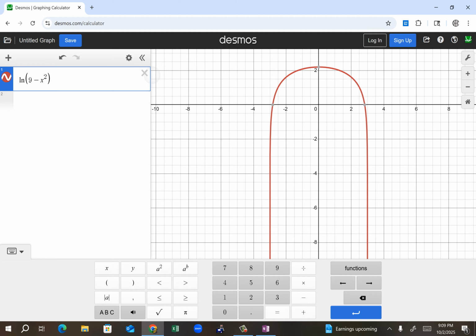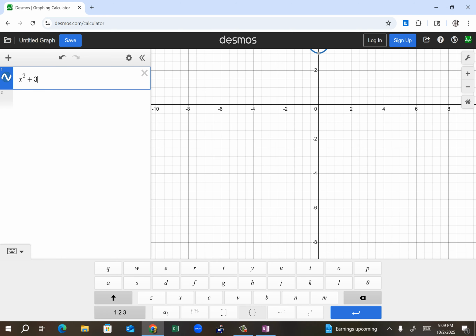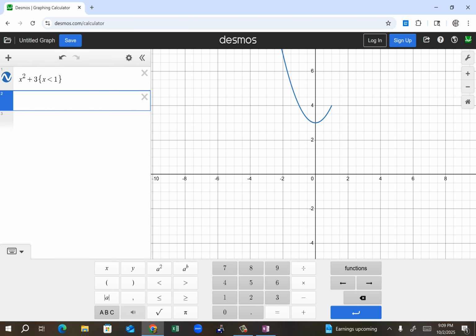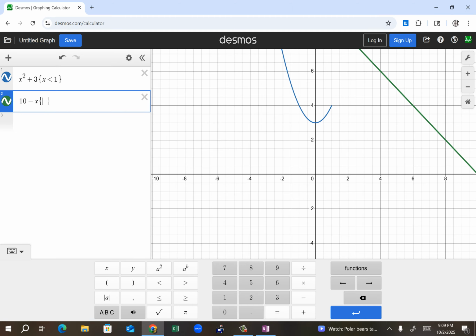I'm going to put in this piecewise function here. It's actually in your book. x squared plus 3. And if you recall, maybe you don't, use these little squiggly brackets. And we're going to put in x less than 1. So that thing there. And then we're going to put in 10 minus x, and the squiggly brackets over here.